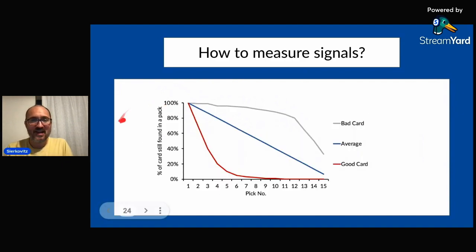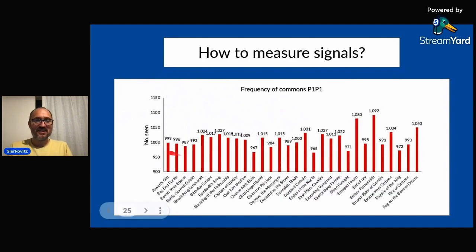So again, you might have figured it by now, but how I measured how much of the card disappears is basically I give you the first 30 commons or so from the set alphabetically, and how many times did I see them in the pack. And you can see that there is some variance in there, but they generally oscillate between 970 and 1050. So there is a narrow range of how many of those cards you see.